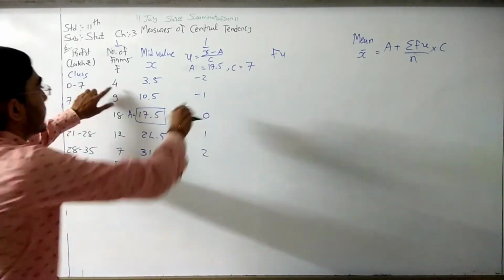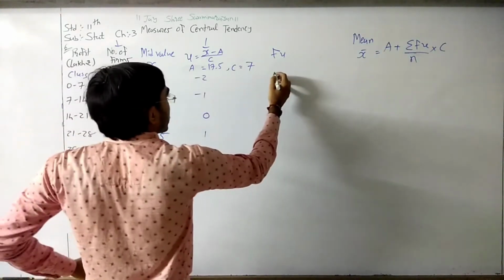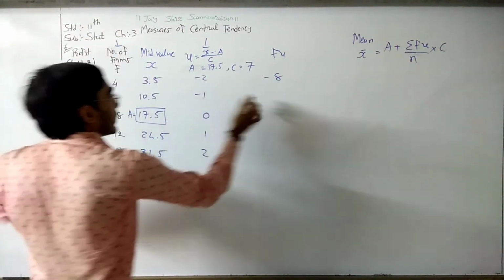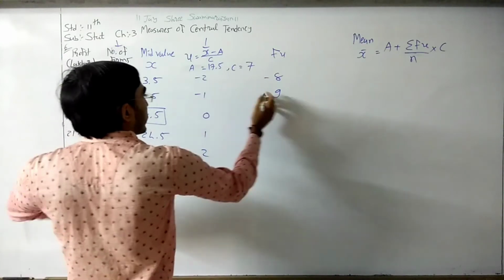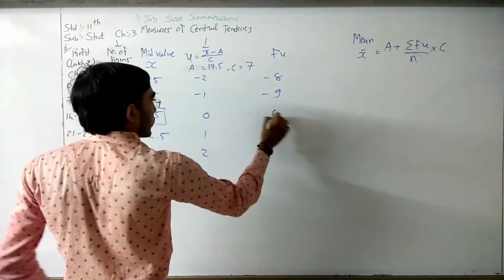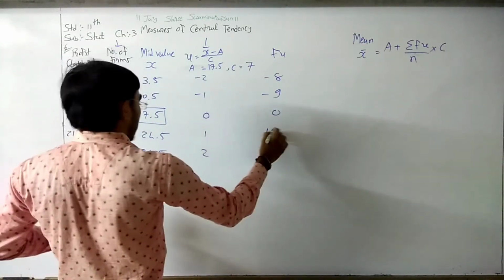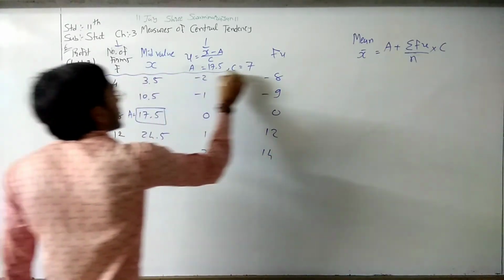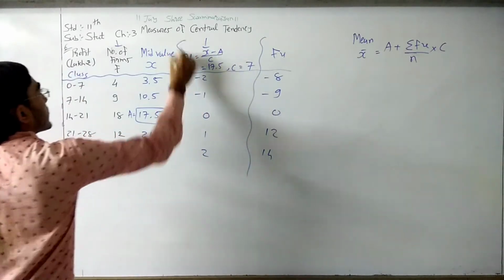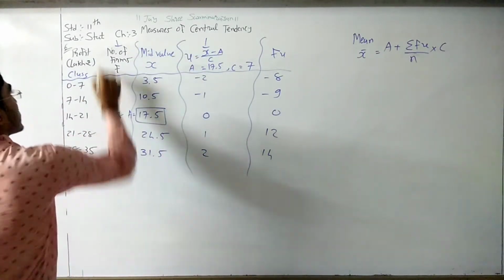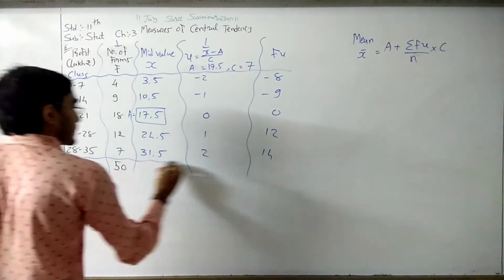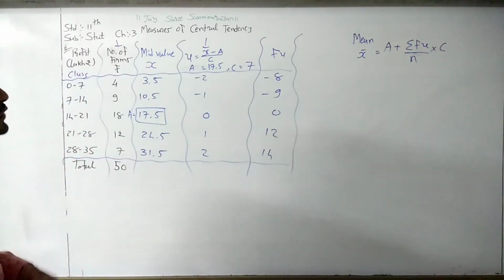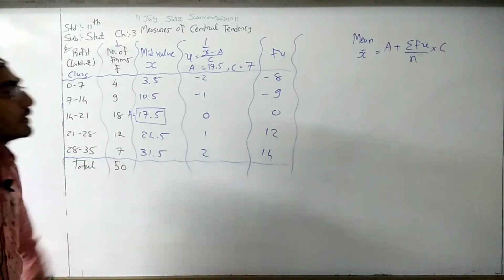So first of all, here 4 multiply 2, 8, plus minus minus 8. 9 ones are 9, plus minus minus. 18 multiply 0, 0. 12 ones are 12 and 7 twos are 14. Okay, so now our table is ready, FU is ready.